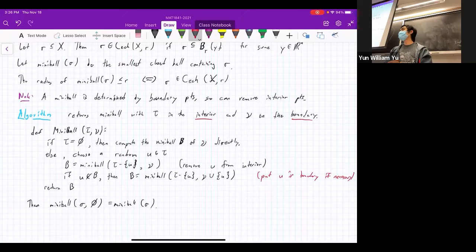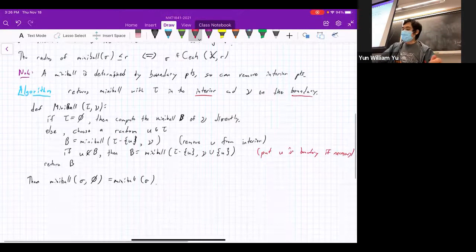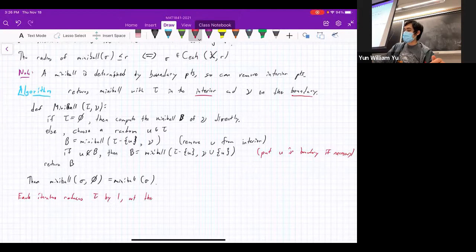In order for it to check one point, it then has to recursively check all the other ones, correct? Yes. Factorial? Not quite, although you're on sort of the right idea. So let me write it out. Each iteration reduces tau by 1 at the cost of possibly 2 recursive calls.